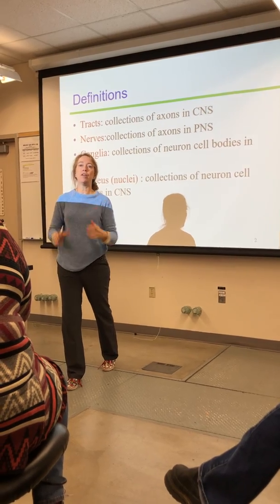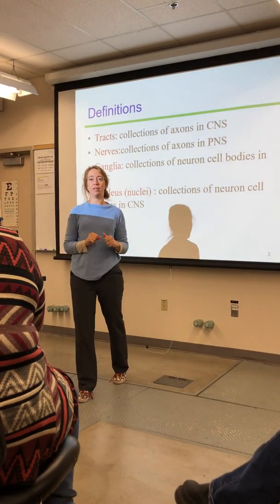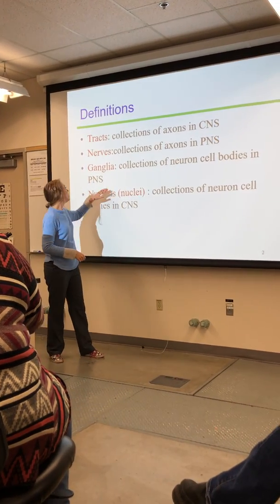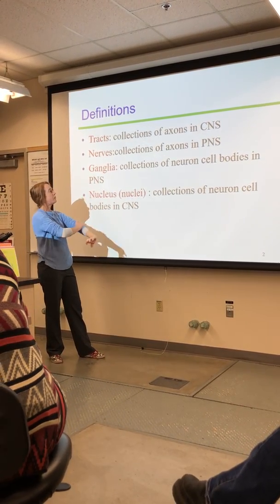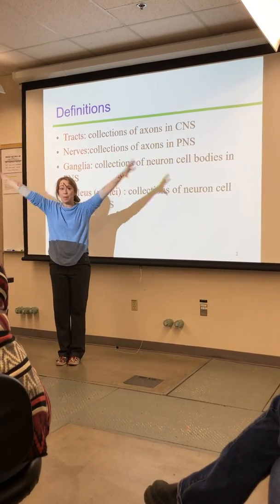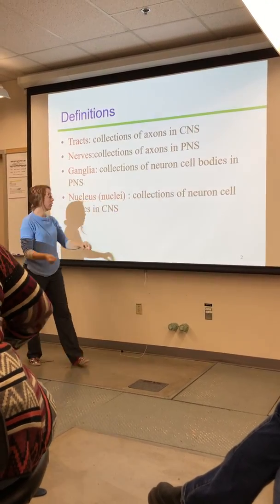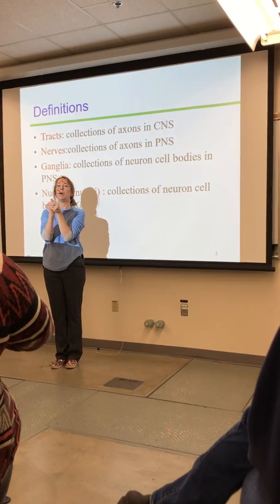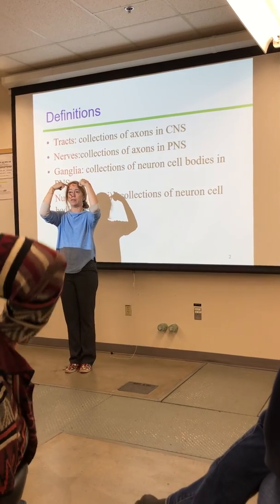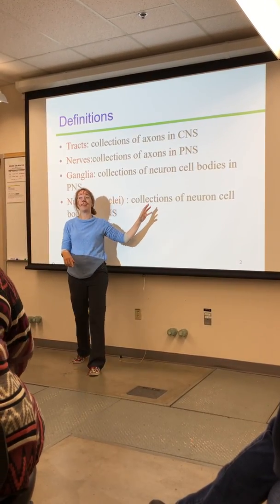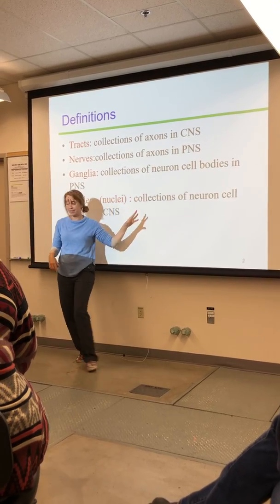Nerves, what is a nerve? PNS, axons. So having that really quick, having these definitions. What's a ganglia? Cell bodies, but where are they? In the PNS, out here. Really quick. Nucleus, cell bodies, but where? In the CNS, in the central nervous system. So these definitions are really good. They're going to really help you, especially even in lecture. These are nice. Okay?